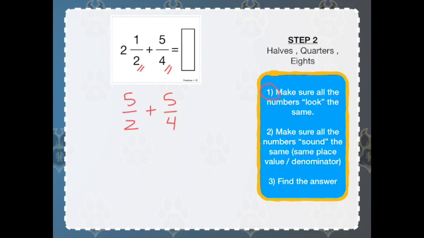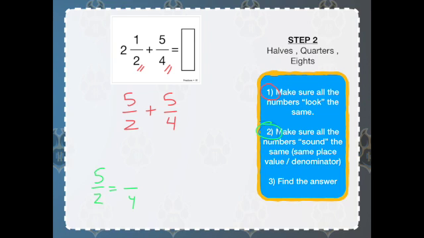What we want to spend a lot of time on is, now that both my numbers look the same, I want to go to step 2 and make them sound the same. I'm working with halves and quarters in this example. Both of them need to sound the same. So we need to ask ourselves, in 5/2, how many quarters do I have?